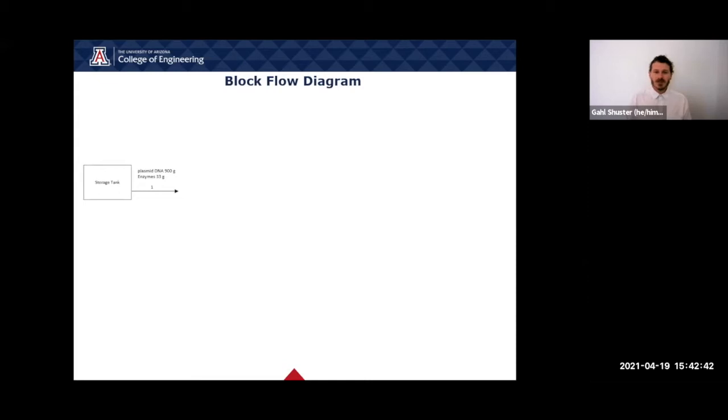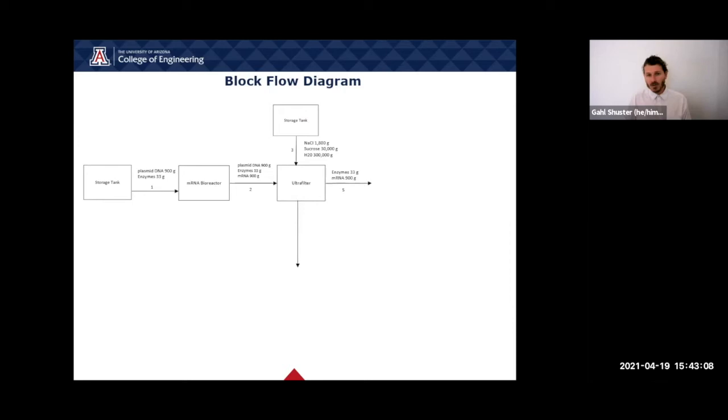The process begins with plasmid DNA and enzymes that are sent into an mRNA bioreactor, which separates the mRNA from the plasmid DNA with the help of enzymes, all of which are sent into an ultrafilter, which has buffer solution consisting of sodium chloride, sucrose, and water that is sent into it to filter out the plasmid DNA and send the enzymes and mRNA onwards in the process into the chromatography column.